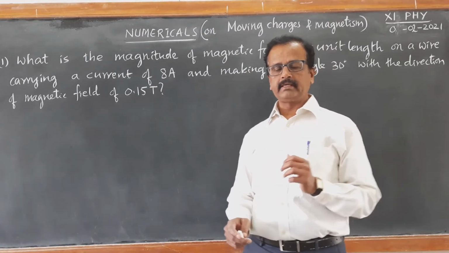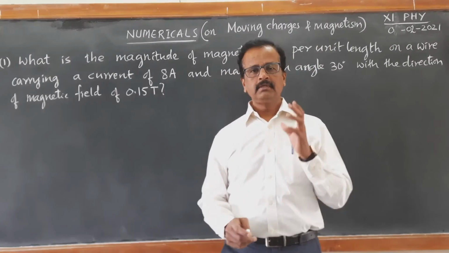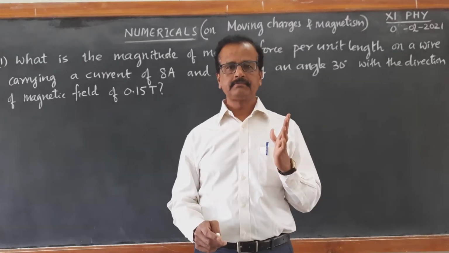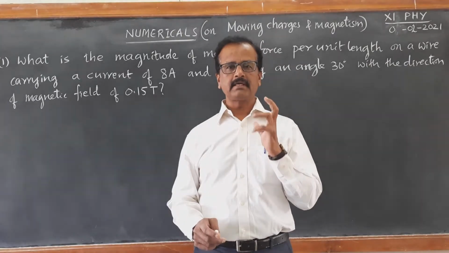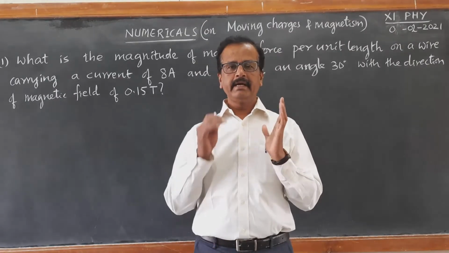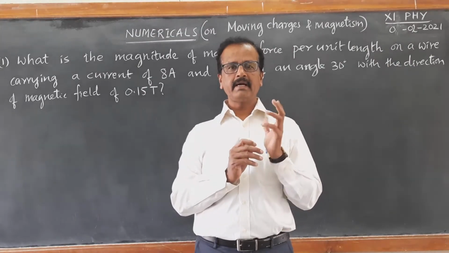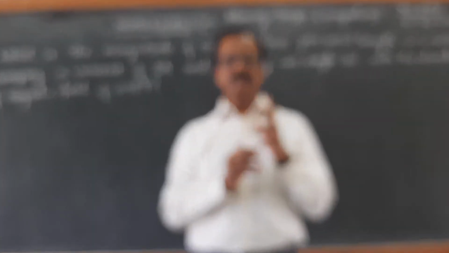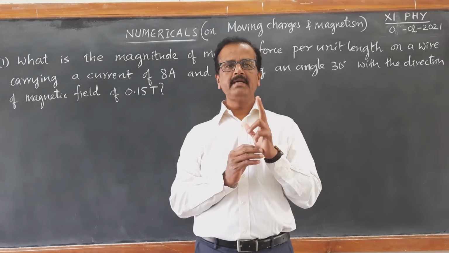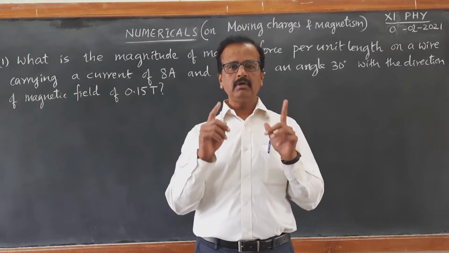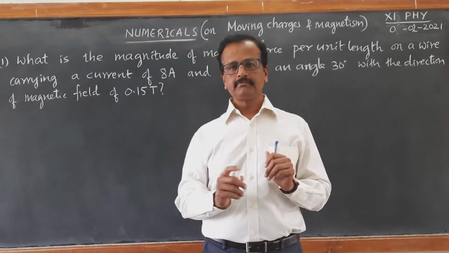We have learned the concept of a current carrying conductor kept in a magnetic field. A current carrying conductor of certain length kept in a magnetic field experiences a magnetic force, and that magnetic force is given by F is equal to ILB sin theta. Vector F is equal to IL cross B.